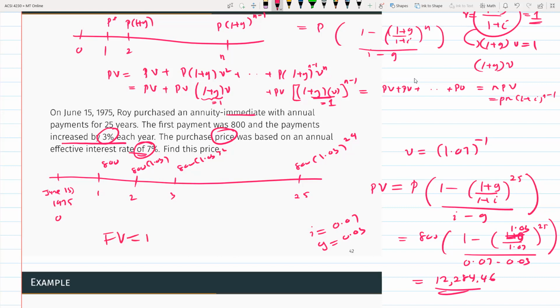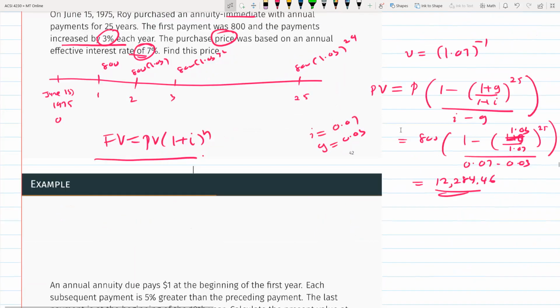Now, I didn't give you any future value formula. Always remember this nice formula. You can always apply that. That's the way to get the future value.